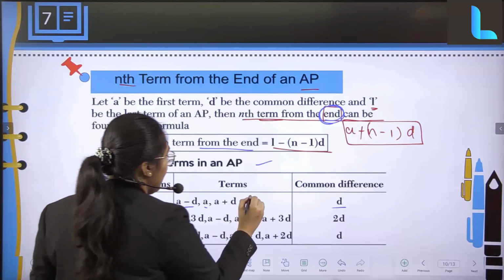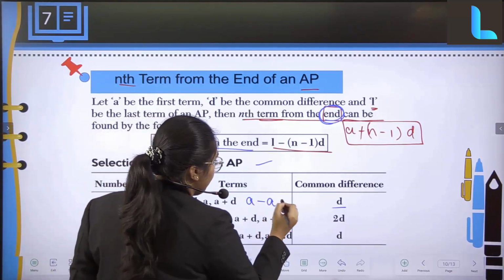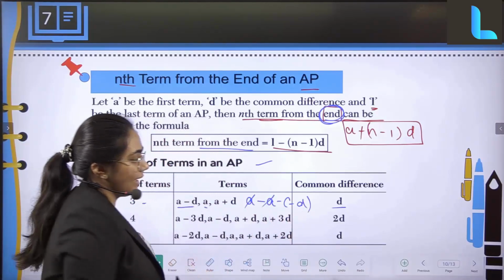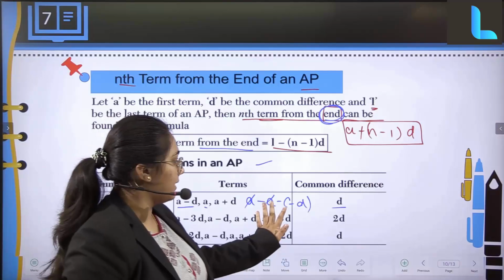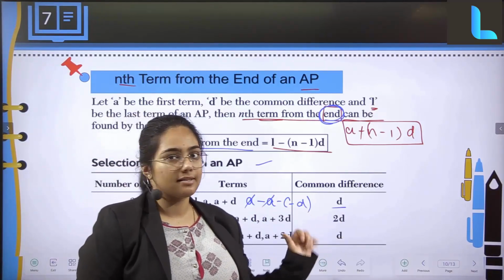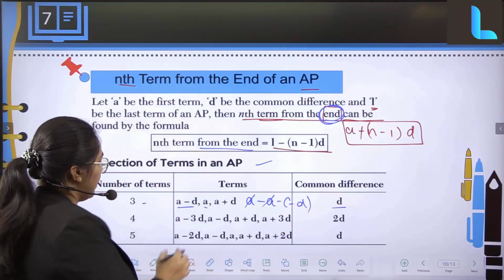How do I get that? A minus D. So A minus A gets cancelled, plus A and minus A gets cancelled, minus A into minus D is going to be equal to plus D. The common difference is also given.